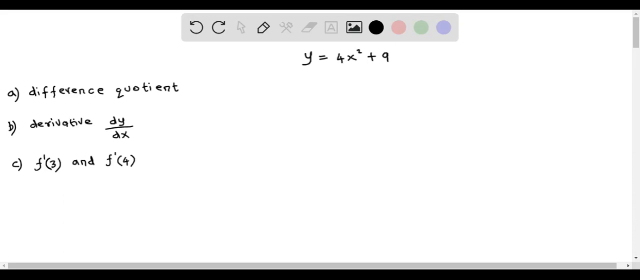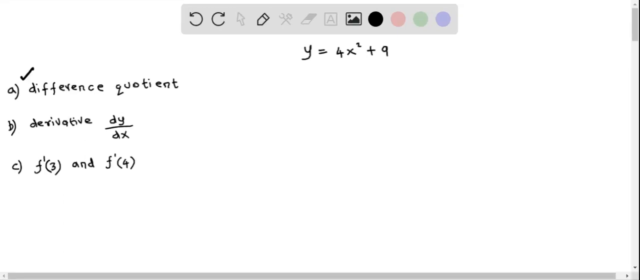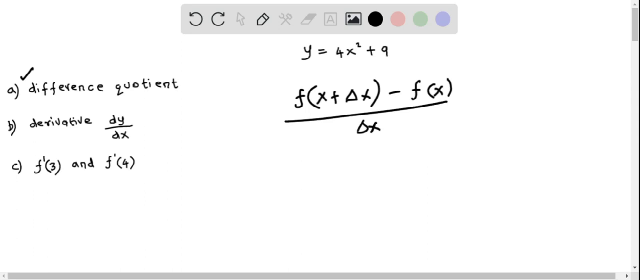Let's answer part A. That is, we will find the difference quotient. The difference quotient is given by the formula f of x plus delta x minus f of x over delta x. So basically, this is the difference quotient.